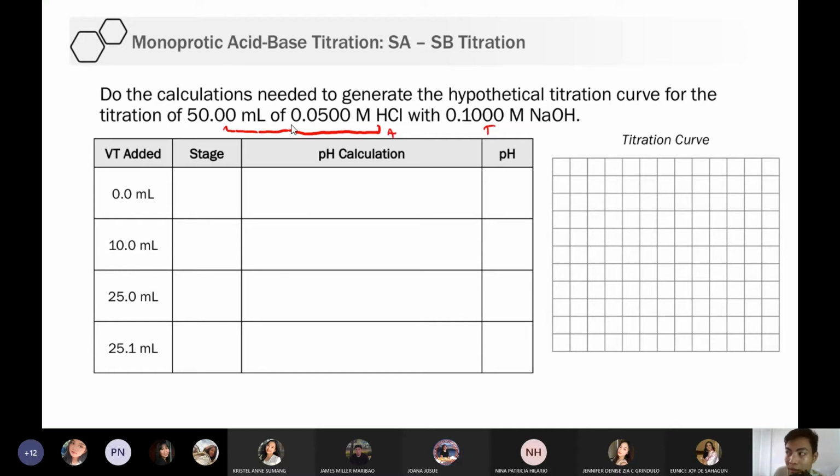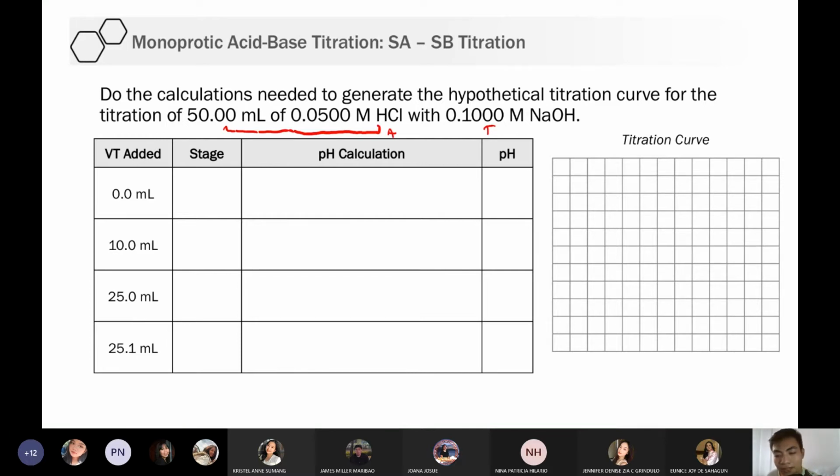So, ito yung MA. Ito yung VA. Okay. And this is the molarity of titrant, MT. On this table, makikita natin volume titrant added. 0 ml, 10 ml, 25 ml, 25.1 ml. Ano gagawin ko dito? Ayun yung first tanong natin. Ano meron dyan?